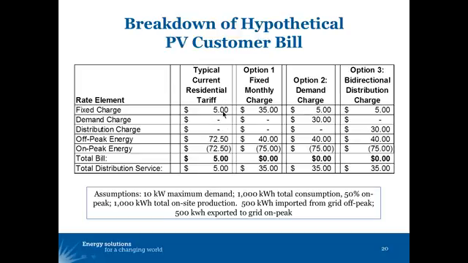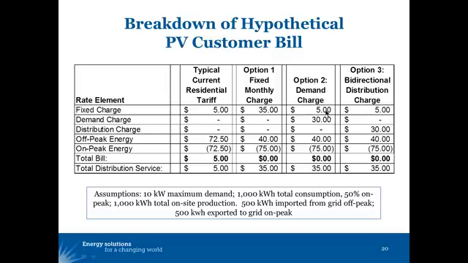For the typical tariff, the customer would pay the fixed charge. They would pay $72.50 for the off-peak energy they get from the grid and receive $72.50 for the on-peak energy they deliver back to the grid. They'd wind up with a total bill of $5. For the fixed charge rate design, the customer, now we're going to a time of use rate, remember, will pay $40 for the power they get from the grid. They'll get $75 for the power they deliver to the grid. Their net bill will be $0, but they're paying $35 in distribution service costs, but they're making $35 on the power supply.